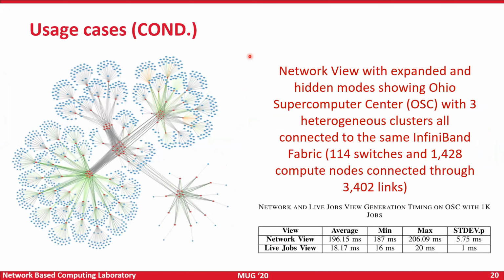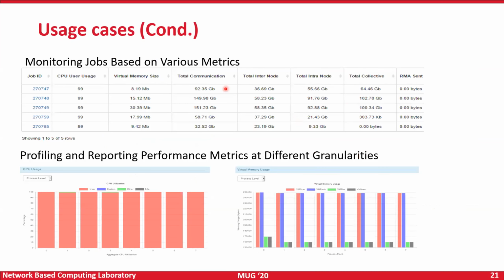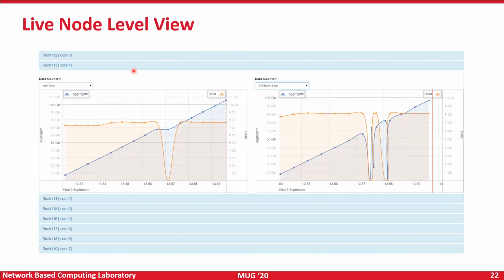This is probably one of the demos that you will see when Karen and Hichang are talking later on in MUG. This is OSC's fabric with 114 switches, and I think this number has increased since then. This shows the average amount of time it takes to gather these metrics. All of this is information that I showed currently. This is basically your live jobs page. This is your node level profiling page. And you can also see what is going on in a particular switch or on a particular node in your system.